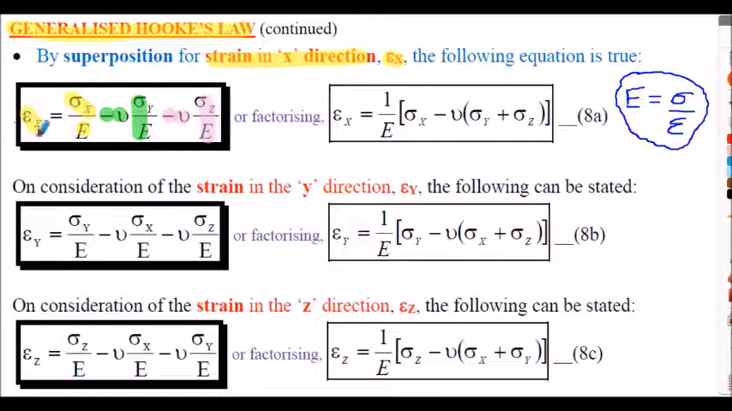To work out my total strain in the x direction for a triaxial situation, it's not just calculating the strain in the x direction from the stress in the x direction. I have to consider the Poisson effects of the strain in the y direction and the strain in the z direction. So that gives us what's called generalized Hooke's law for calculating the strain in the x direction.